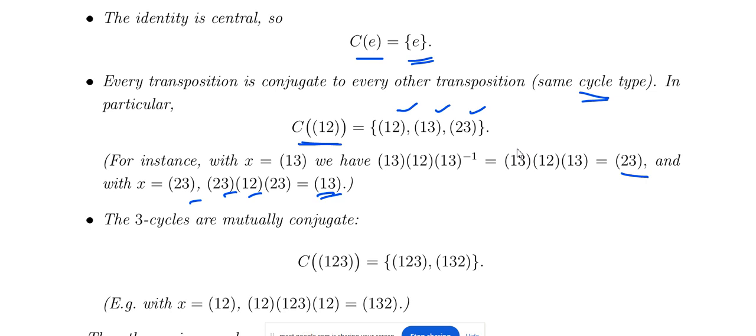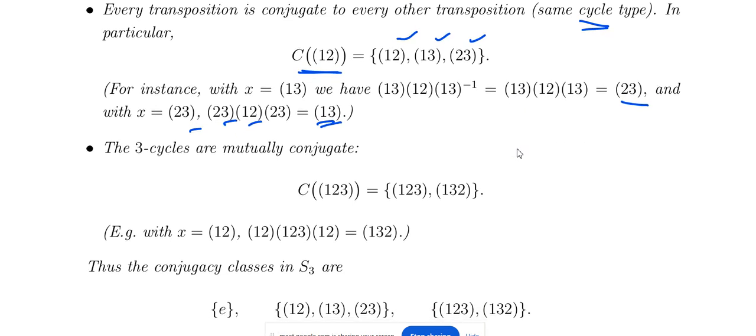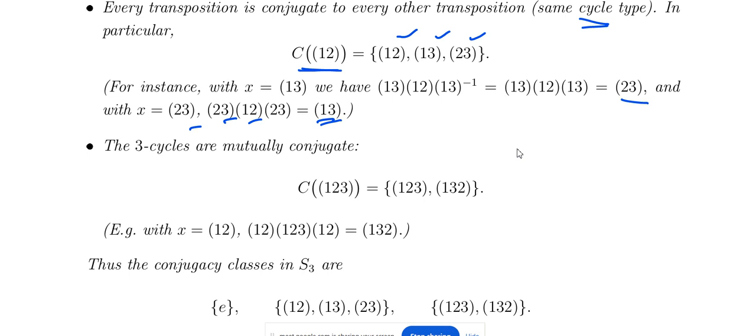So 3-cycles are mutually conjugate. When we take C of (1 2 3), the same way we can prove it. C of (1 2), that is x, that x is the third element. The idea is that x C inverse: C A C inverse is equivalent to B. That is the conjugate. So 3-cycles are mutually conjugate. When we take C of (1 2 3), that is (1 2 3) and (1 3 2), the 3-cycles.